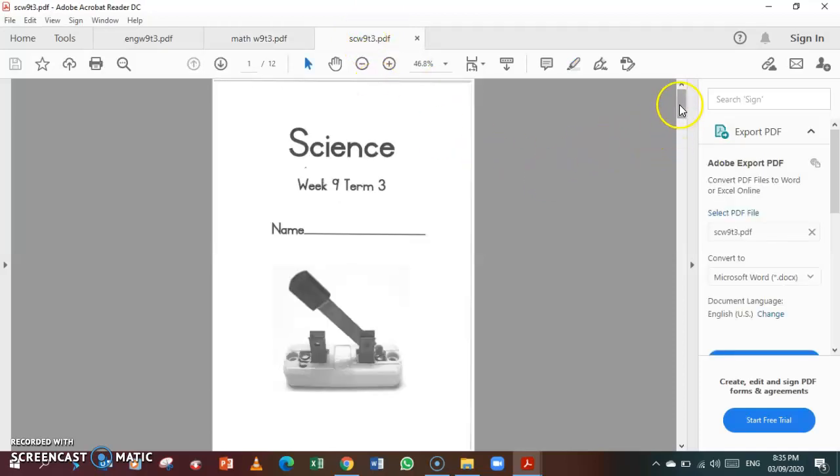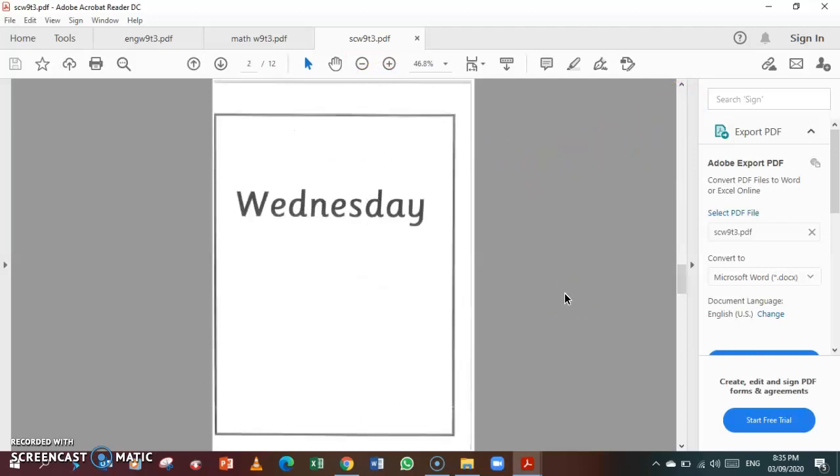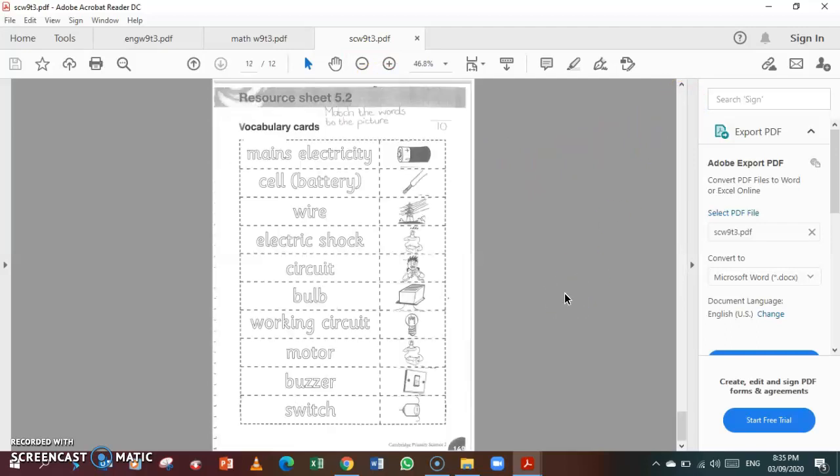Then, moving on to science. For Friday Science, easy peasy worksheet, all you have to do is match the words to the picture. Means electricity. Okay? A cell, a wire, electric shock, circuit, bulb, working circuit, motor, buzzer, switch.